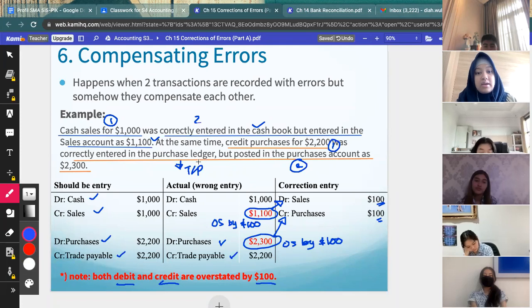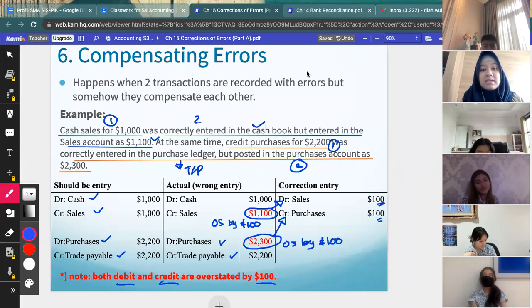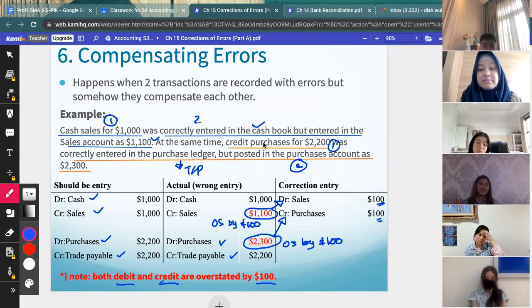Now the second one, at the same time, credit purchases for 2,200 was correctly entered in the purchase ledger, but posted in the purchases account as 2,300. So the first error is already identified. Now the second error is the second transaction. The first transaction is cash sales. The second transaction is credit purchases.